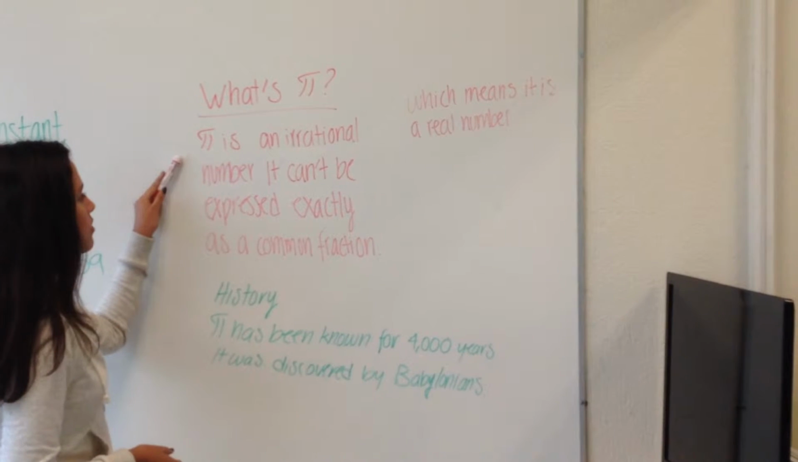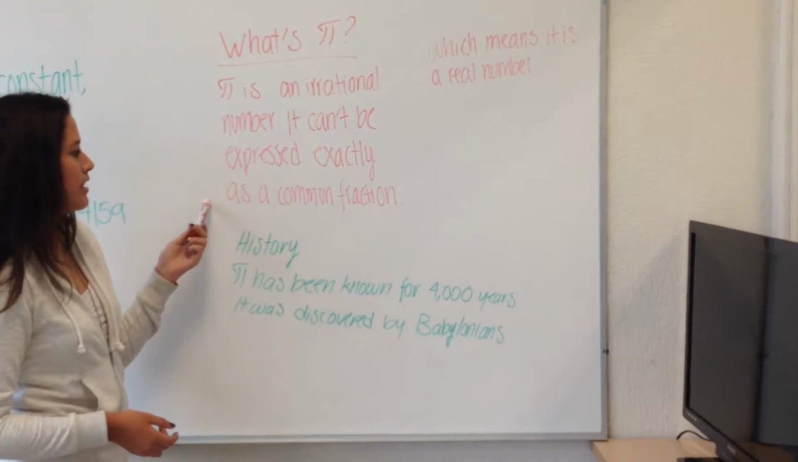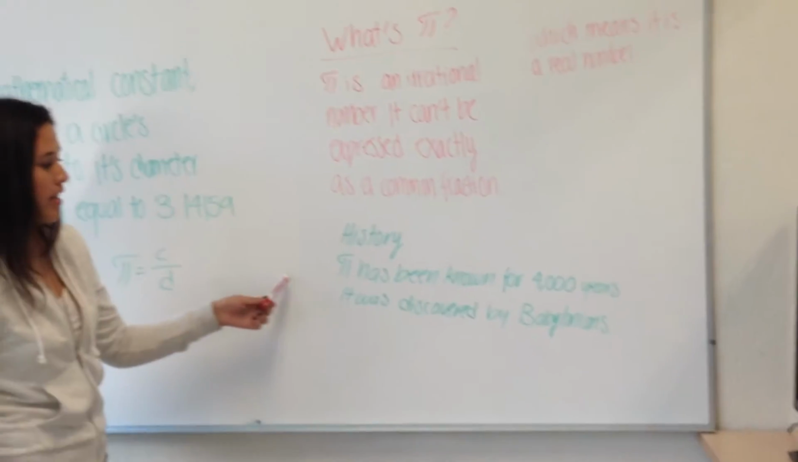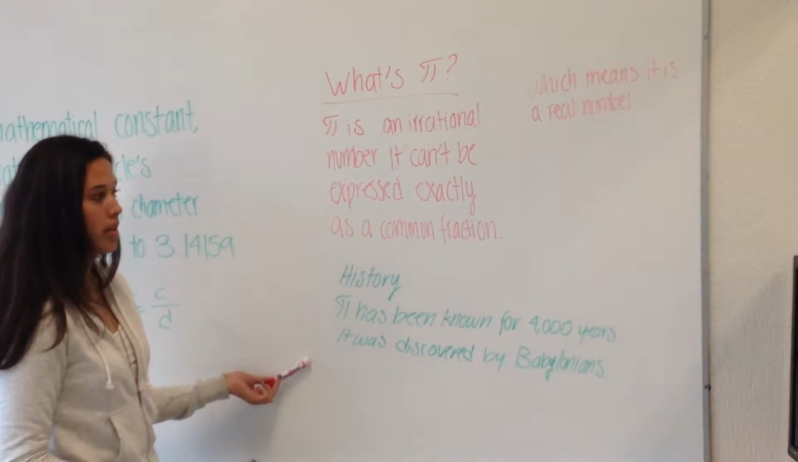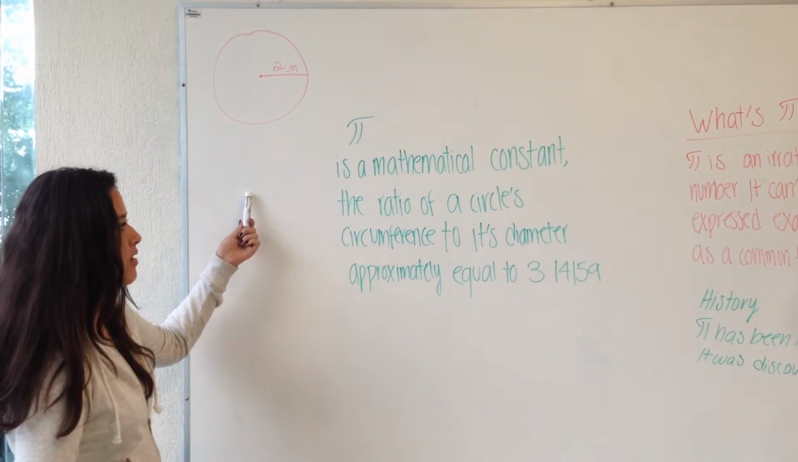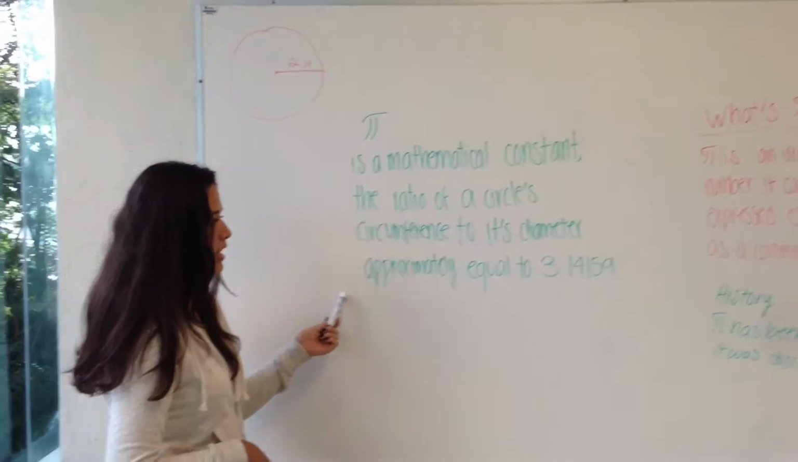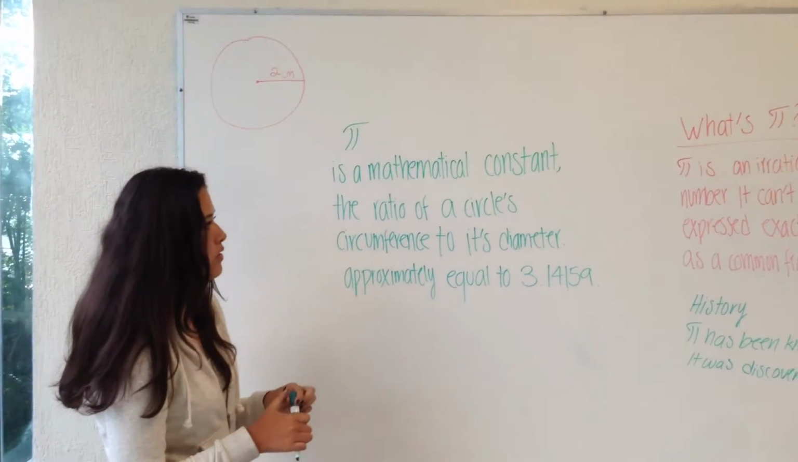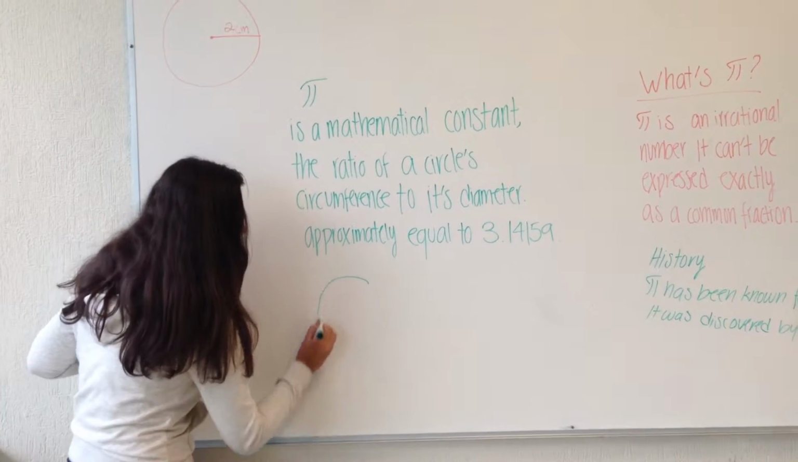What is pi? Pi is an irrational number, which means that it's a real number that cannot be expressed exactly as a common fraction. The history of pi is that it has been known for 4,000 years and it was discovered by the Babylonians. Pi is a mathematical constant, the ratio of a circle's circumference to its diameter, approximately equal to 3.14159.